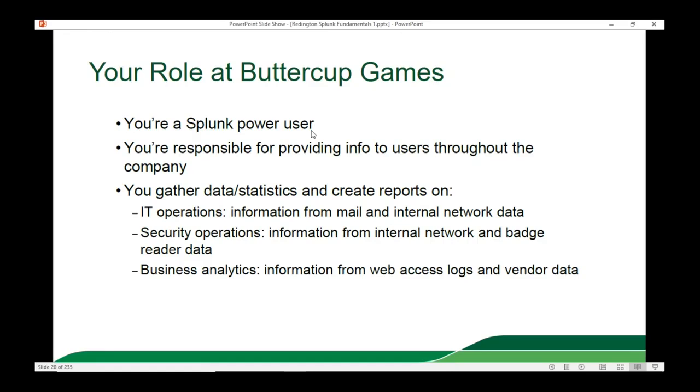So there is IT operations. We are looking into IT operations data, which is information from mail, email, and internal network data like routers, switches, and firewalls. Firewall specifically is covered in security operations. So information from the internal network and badge reader data, for example, which is nothing but, I guess, the swipes that we do using the ID card. Business analytics information from web access, logs, and vendor data. So basically your website data and your sales data.